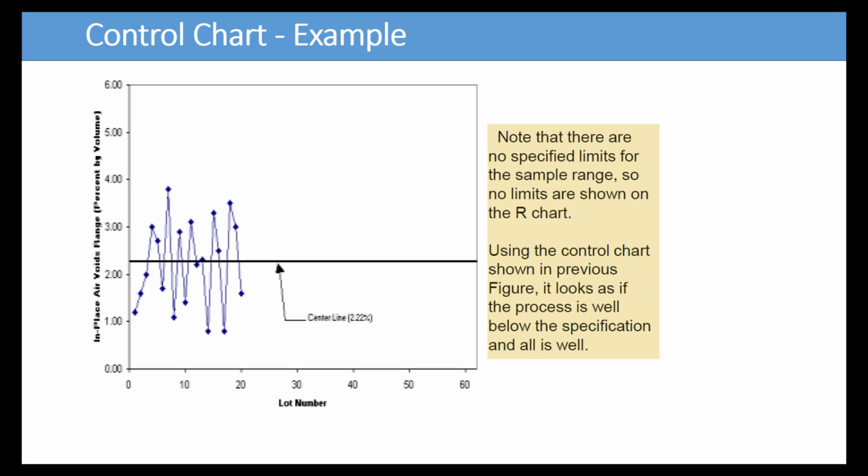Note that there are no specified limits for the sample range, so no limits are shown on the R chart. Using the control chart shown in the previous figure, it looks as if the process is well below the specification, and all is well.